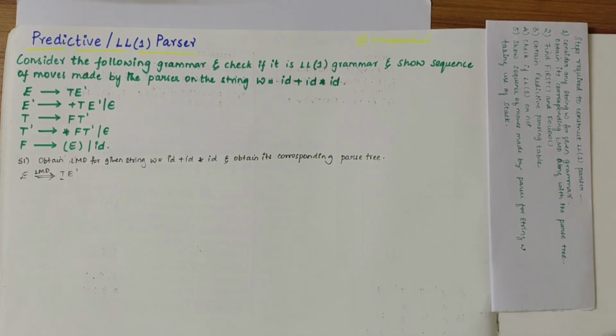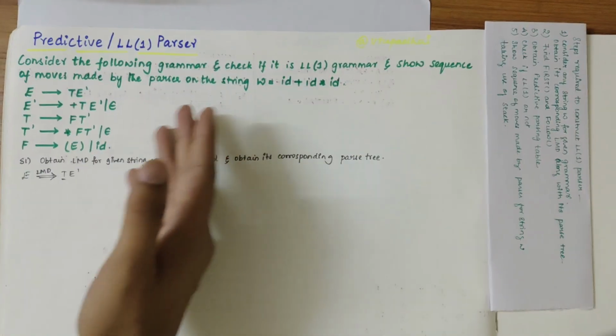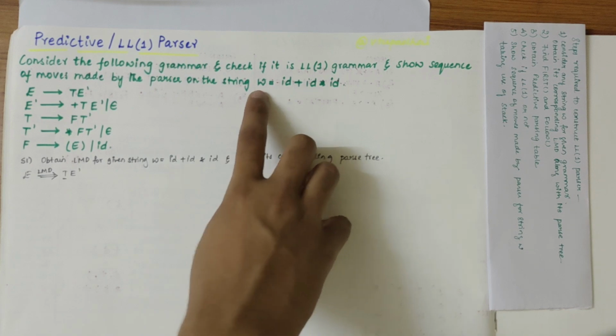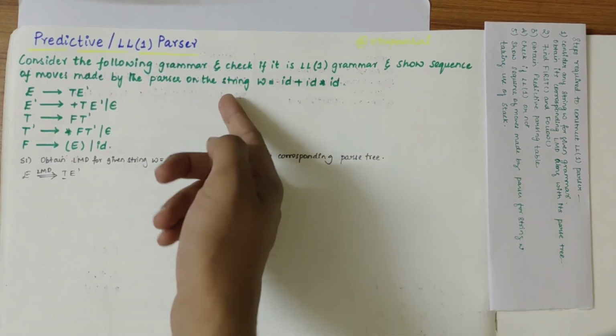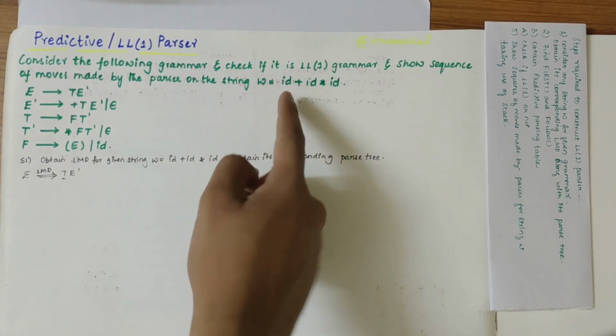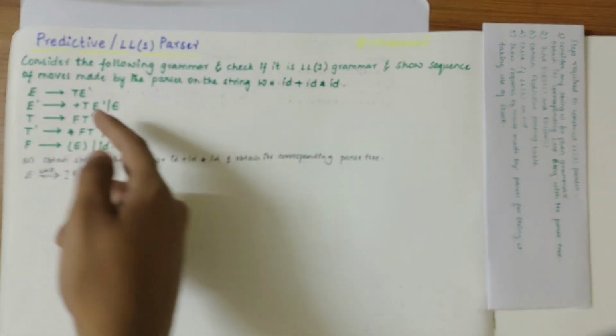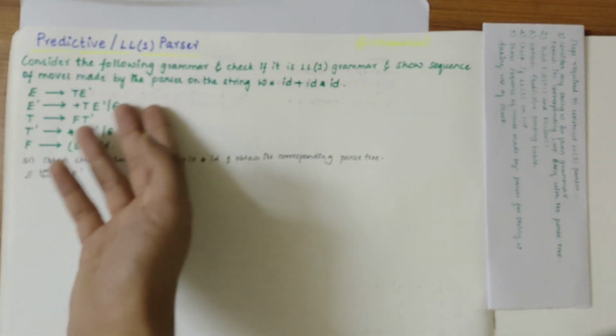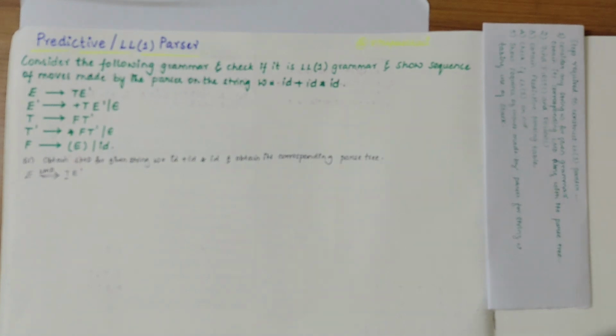In this video, I'll be explaining the entire procedure of checking if the given grammar is LL1 parser or not, constructing the predictive parsing table, and showing the sequence of moves made by the parser on the given string. So here, the problem statement says the same, and we know the value of W. The given string here is ID plus ID star ID, and all these are different productions in the grammar given.